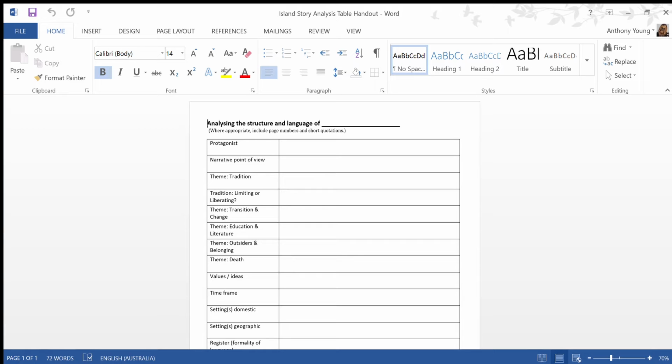obviously the field at the very top of the screen is for writing in the text title, so we'll do that. So in this case the boat, but you'll have to do that for each individually. The protagonist is obviously the person that drives the story forward.